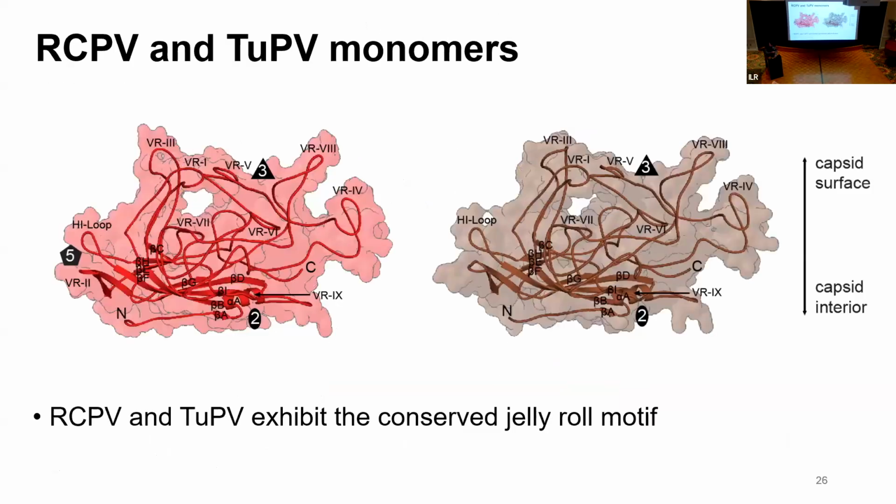And here's another close-up from those models. I was able to build the VP, or the 1 out of 60 units that we're building the capsids. And from here, you can see it conserves this jelly roll motif again, which is those beta sheets that are folded in the middle.